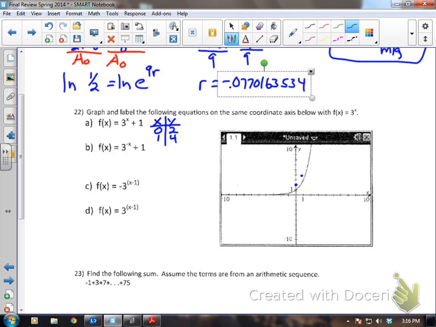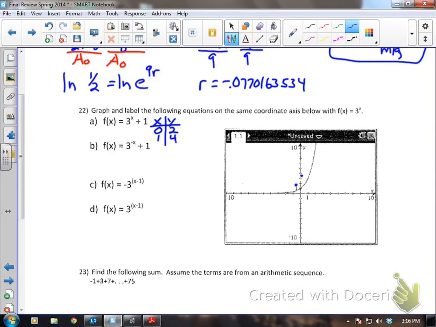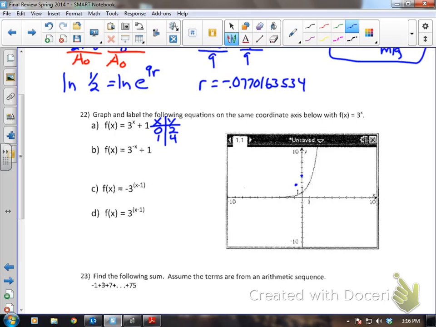Okay? And so your asymptote line as well, instead of it being the x-axis where y equals 0, it's going to be where y equals 1. So it's going to get closer and closer to that asymptote line. And so that's what the graph will look like.